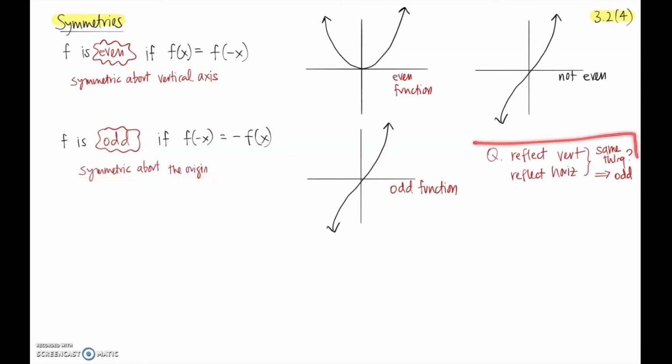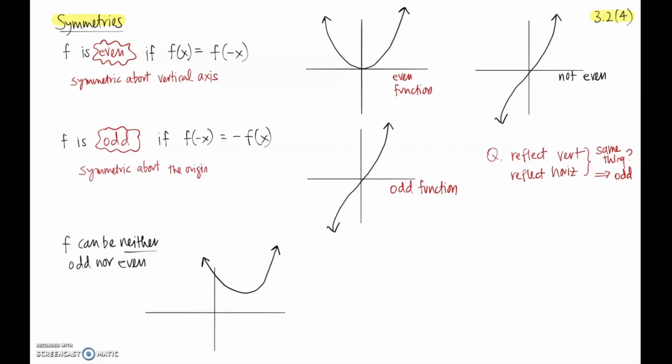And a good question, odds are maybe a little bit trickier to see than even functions, but a question that you can ask yourself is, if I reflect it vertically or if I reflect it horizontally, when I do either of these, do I get the same thing? And if you do, then it's an odd function. Not the same thing as the original function, but the fact that the vertical reflection and the horizontal reflection are equal, then that is an odd function.